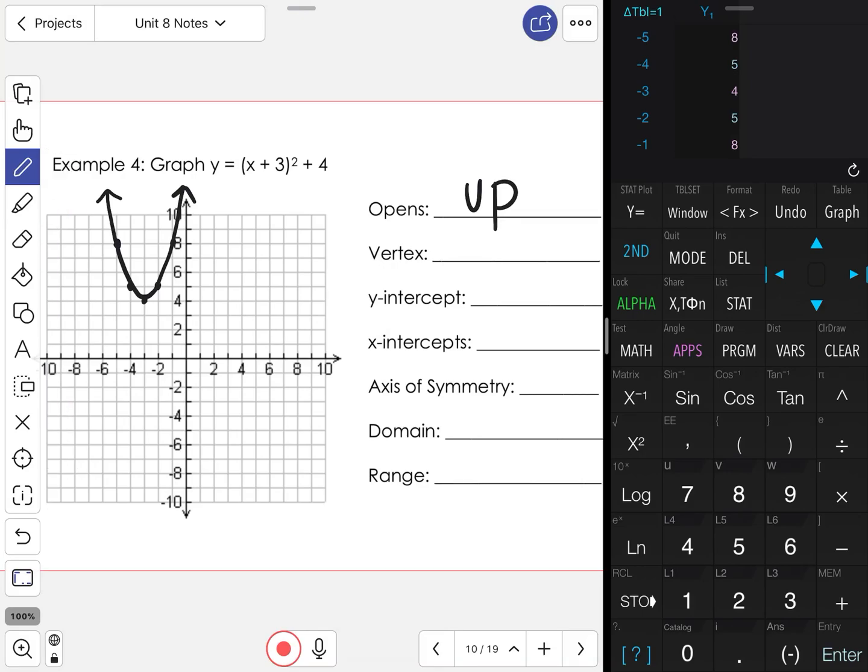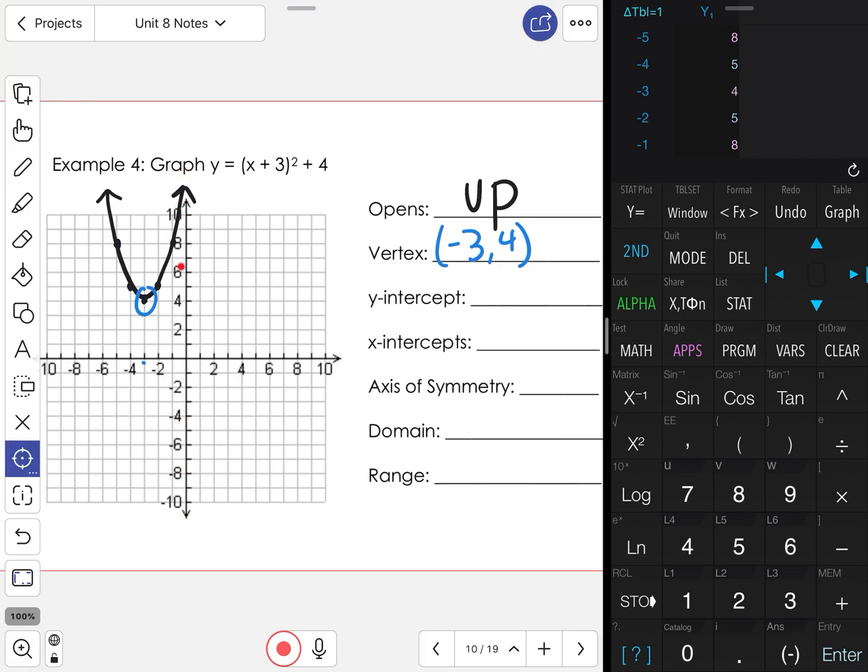And now our vertex is right here. We're still a minimum because we're still the lowest point of our graph. But our vertex was (-3, 4). Okay. Now we need to find our intercepts.